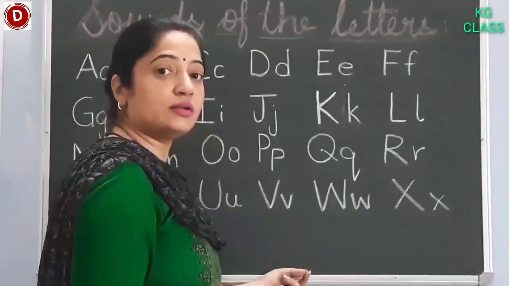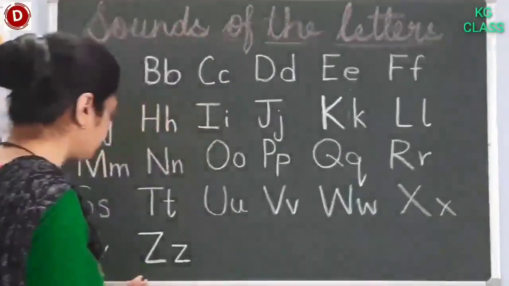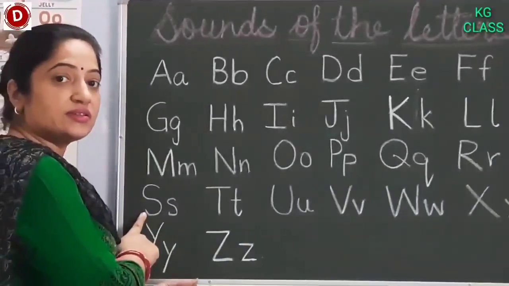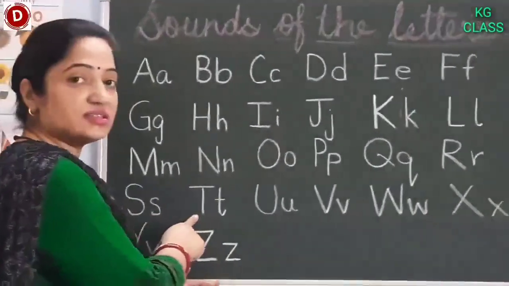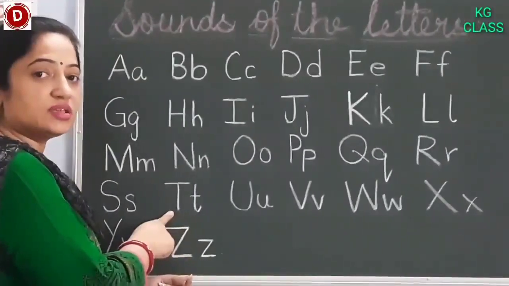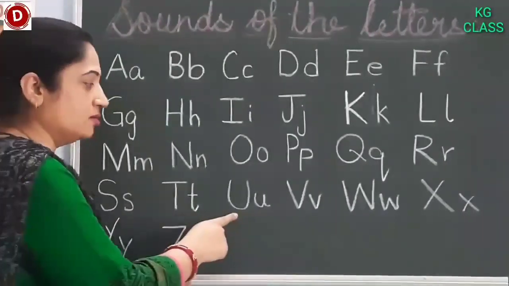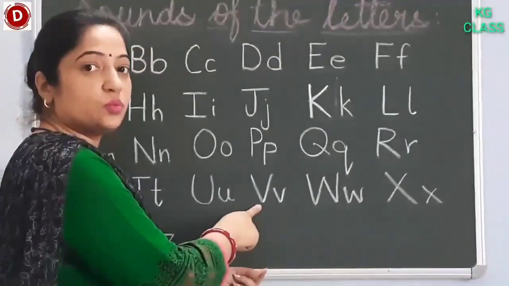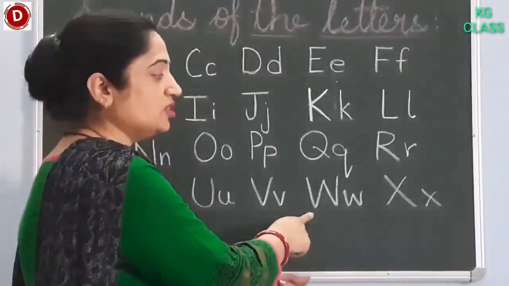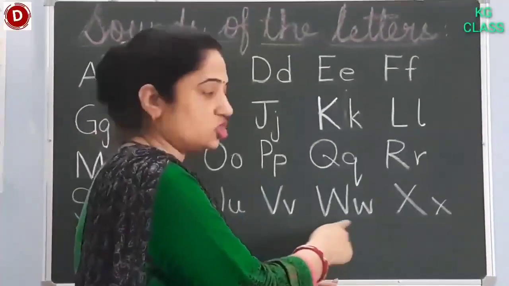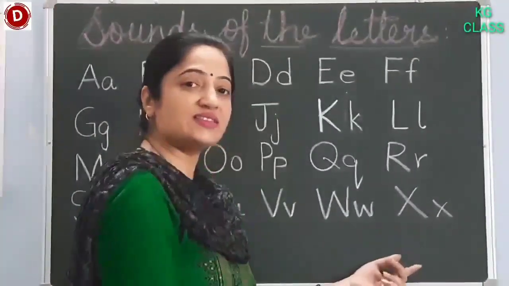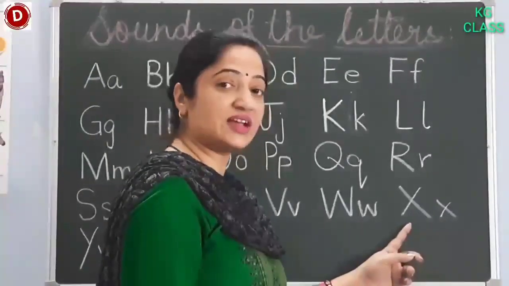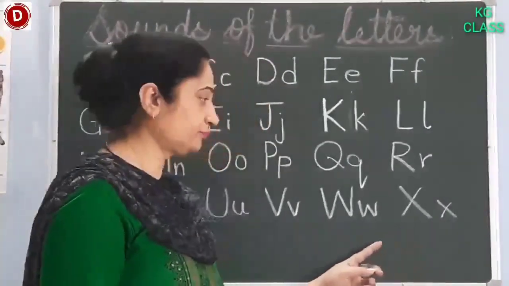R says rabbit. S says sun. T says the sound of T is tiger. U says umbrella. V says van. W says watch. X, the sound of X is X. X का अलग से कोई भी साउंड नहीं होता है. X का साउंड X ही होता है.